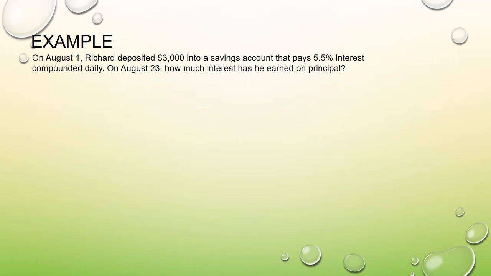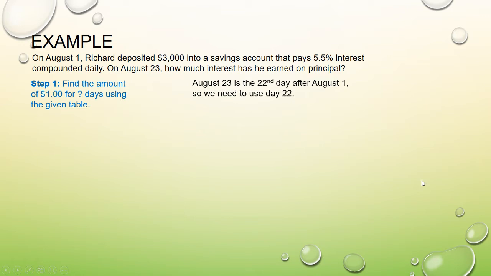So here's an example. On August 1st, Richard deposited $3,000 into a savings account that pays 5.5% interest compounded daily. That means every day you get a new interest amount. On August 23rd, how much interest has he earned on the principal? So we need to know how many days he kept the $3,000 in the savings account. So that's the first thing.